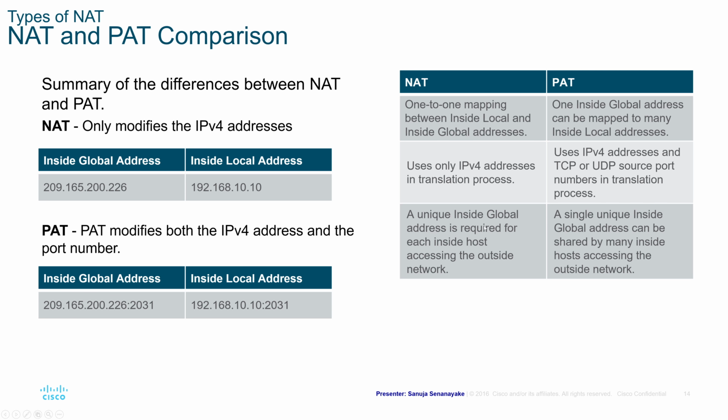With NAT, a unique inside global address is required for each inside host accessing the outside network. But with PAT, a single unique inside global address can be shared by many inside hosts accessing the outside network. So PAT has more advantages than NAT. Remember, NAT only modifies the IPv4 addresses, while PAT modifies both the IPv4 address and the port number. Hence, NAT only modifies the layer 3 header, while PAT modifies both layer 3, which is the IP address, and the layer 4 headers, which is the port number. You should remember this like the back of your hand, because this will show up on your exams and quizzes.